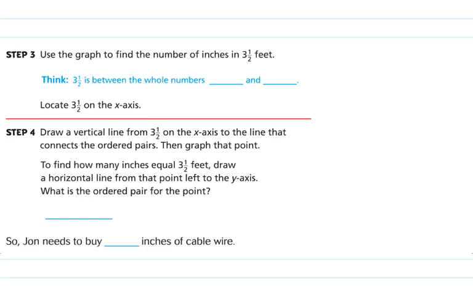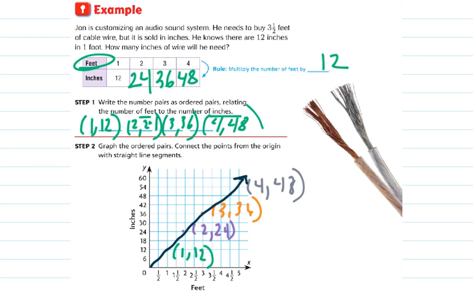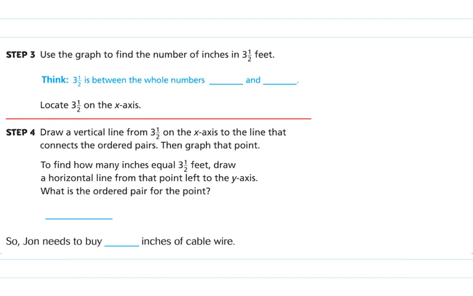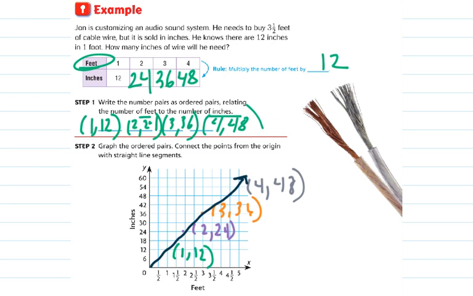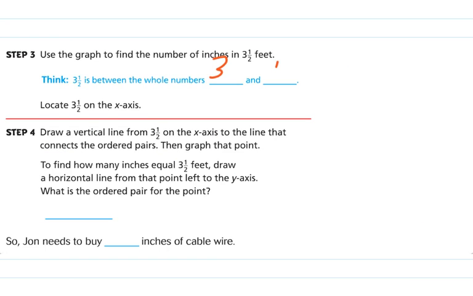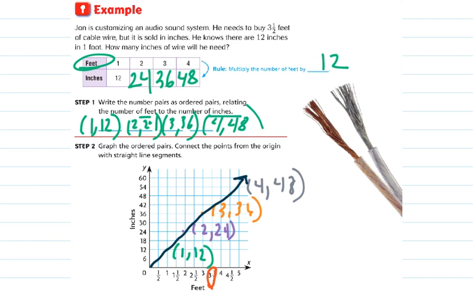Now it says in step 3, use the graph to find out the number of inches in 3.5 feet. Think, 3.5 feet is between what whole numbers? Let's look over here. If we look here on the bottom, we see it's between 3 and 4. And I'm going to actually circle that in red just so that pops up to us. 3.5 feet is between 3 and 4, and we located 3.5 on the x-axis, which I circled in red there.